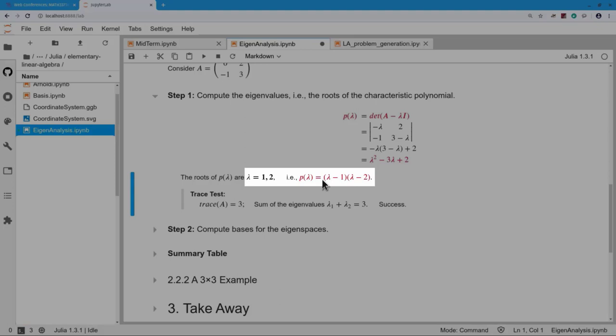There's no minus sign out front because it's minus 1 to the power 2, that's even, so a plus sign. That means that there are exactly two lambda values for which we will have non-zero solutions for Ax equals lambda x.